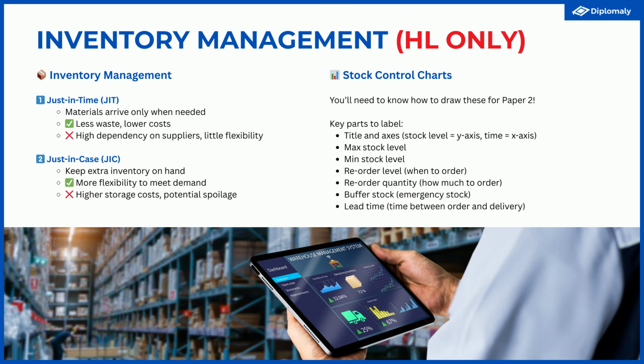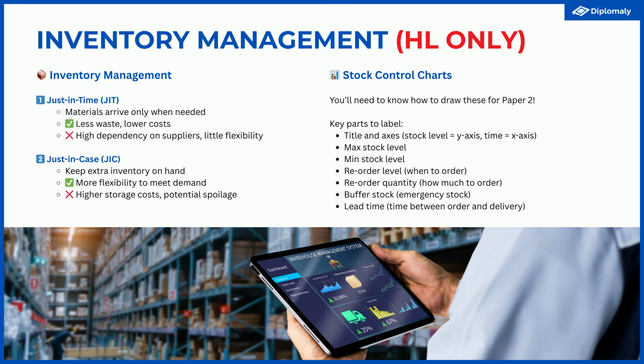By contrast, just-in-case is where a business maintains large buffer stock, or extra stock that they hold. This provides a business with greater flexibility to meet demands, but leads to higher storage costs and the potential for spoilage of their stock. To track how much stock they have, businesses use stock control charts, which you will also need to know how to draw.